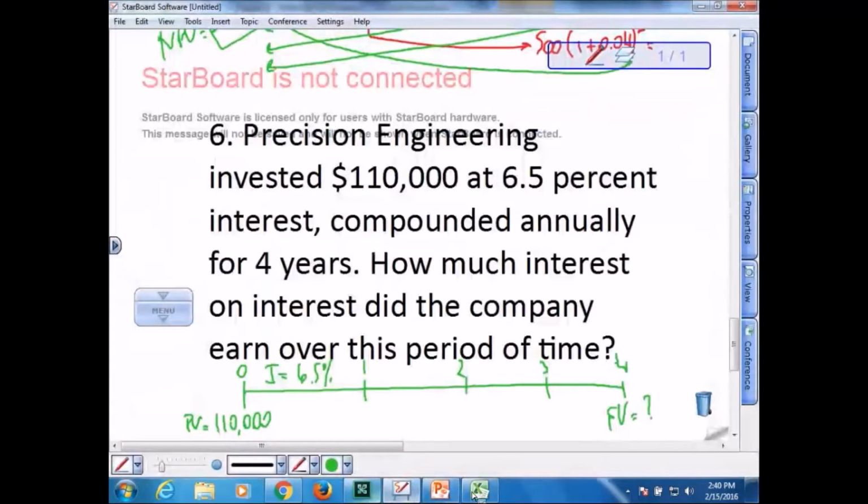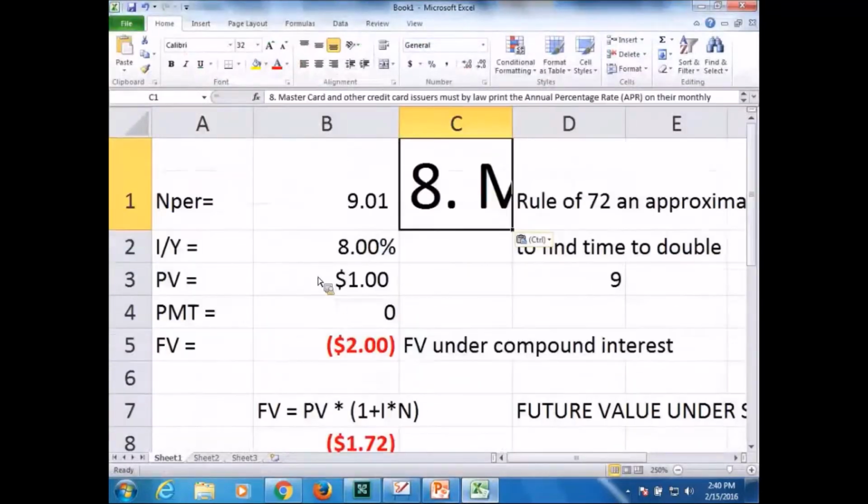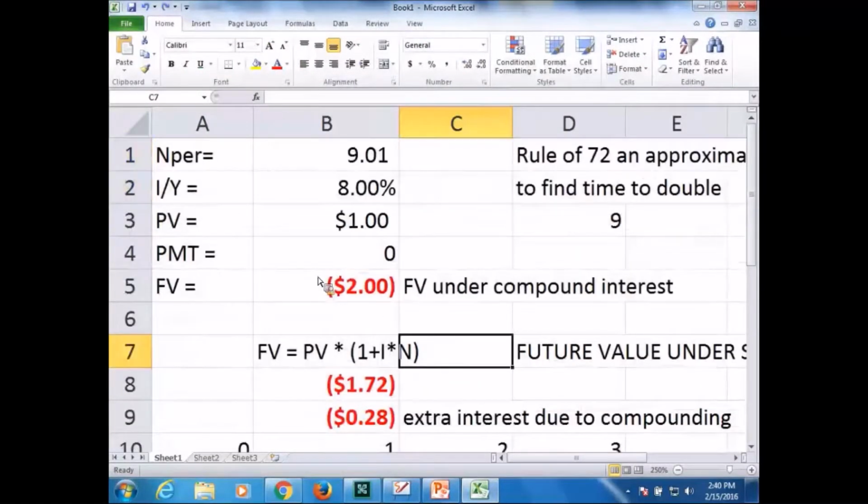Banks will quote to you. Let me see if I can paste it. No, apparently I can't.